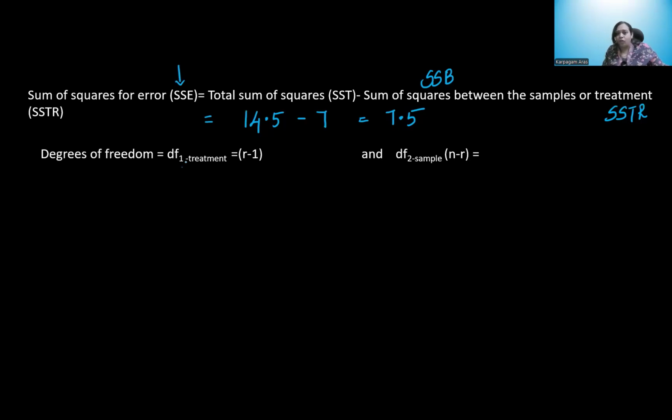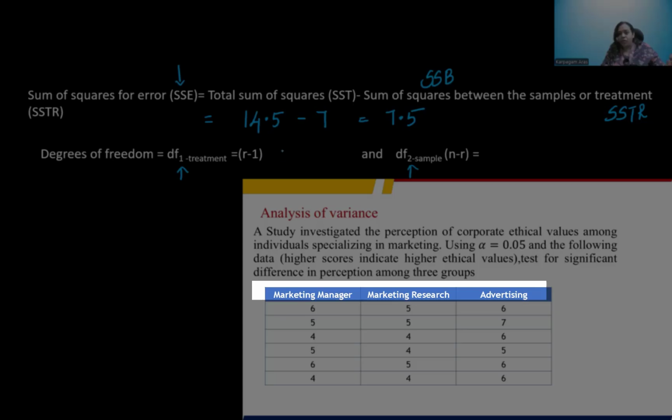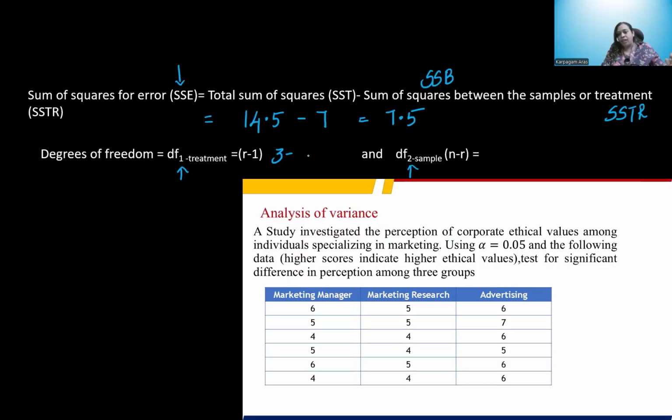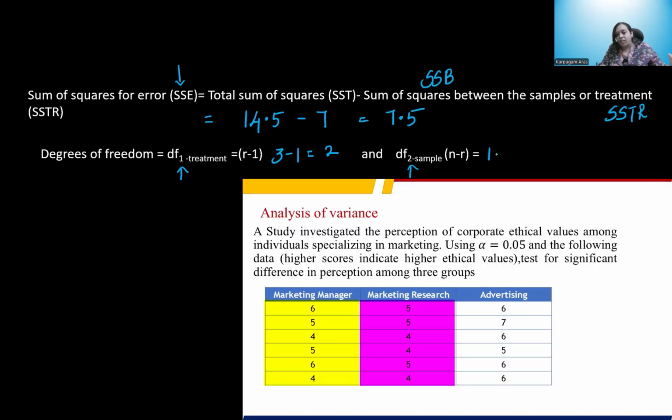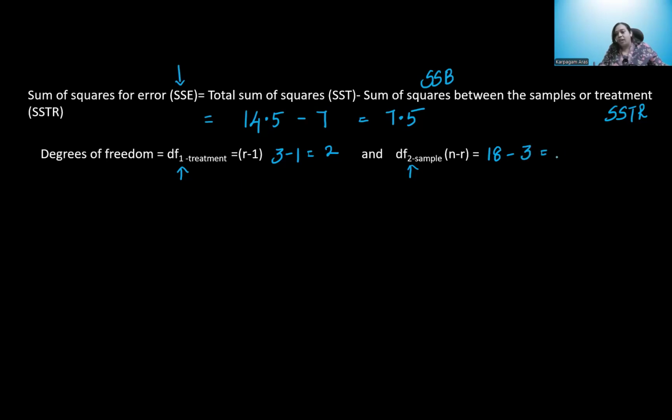There will be 2 degrees of freedom, one for the treatment and another one for the sample. How many treatments are here? There are 3 groups. 3 minus 1 will give us 2 degrees of freedom. And how many samples have we gotten? 18 samples are there, minus the treatments, 3. So put together we have gotten 15. These are the major calculations.